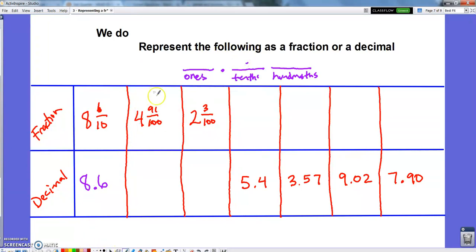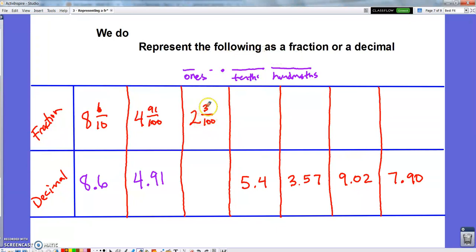4 and 91 1/100ths. These are kind of easy because I just fill in all the spots. There's no trick on this one. There's no empty spots. You just say 4 and 9 tenths and 1/100th. 4 and 91 1/100ths, just like that.